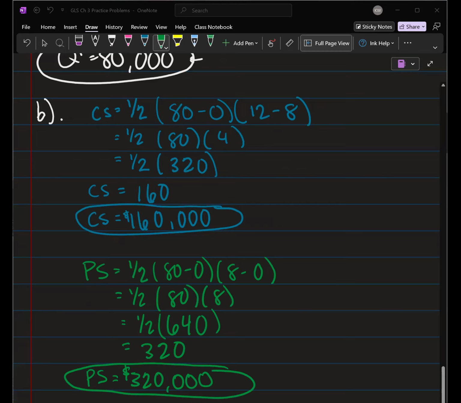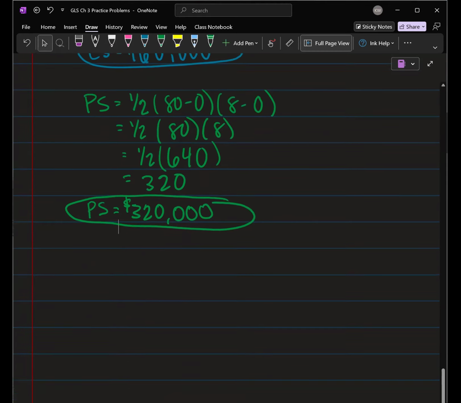Okay. Now we're going to look at an intervention. So for C, we're going to assume that the federal government imposes a minimum wage of $9 per hour.